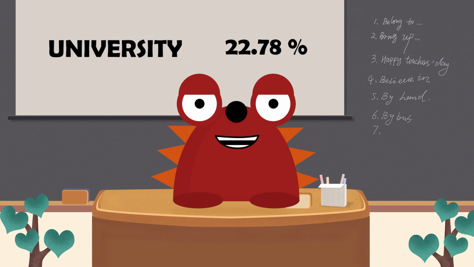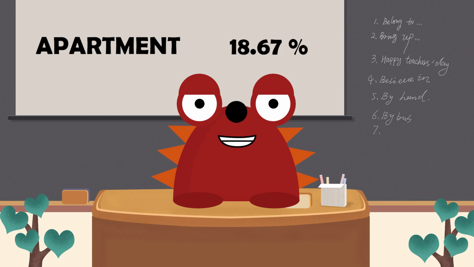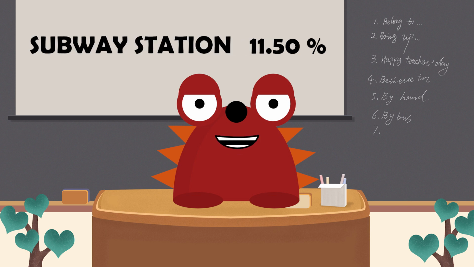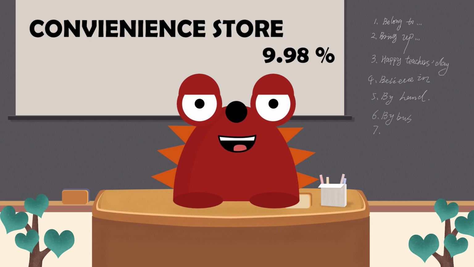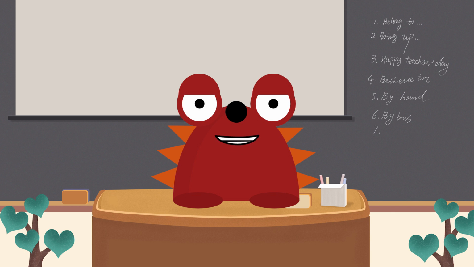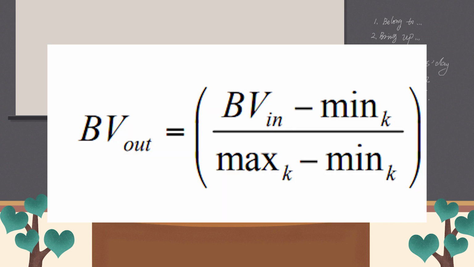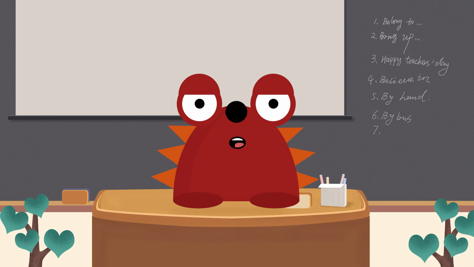Universities are 22.78%, apartments are 18.67%, subway stations are 11.50% and convenience stores are 9.98%. Assign this ratio as the weight. Numerically display the university, apartment, subway station and convenience store in different ways. The digitized data is converted to a value of 0 to 1 using the linear contrast enhancement equation. Calculate the factor in each section by multiplying the converted destination value by the weight and adding them.